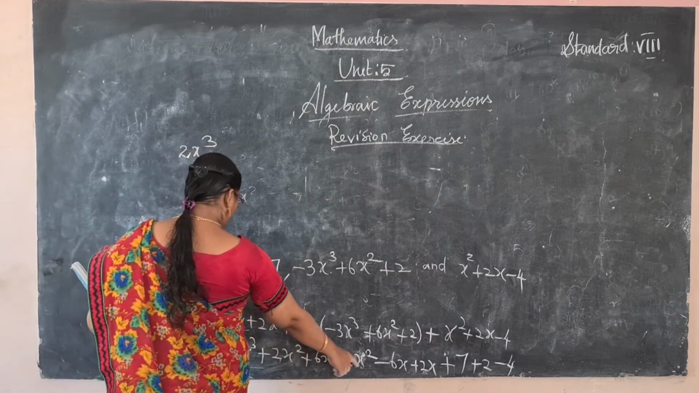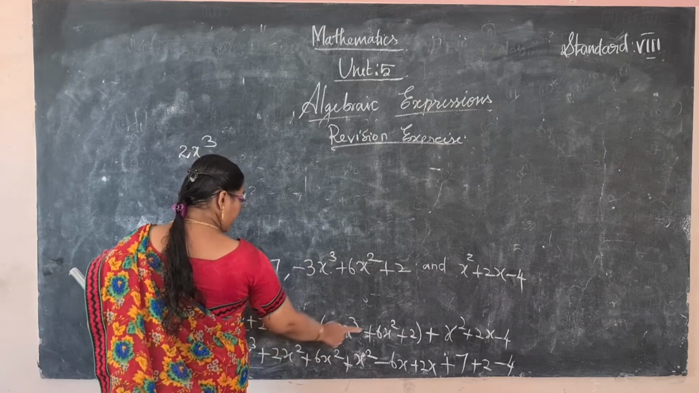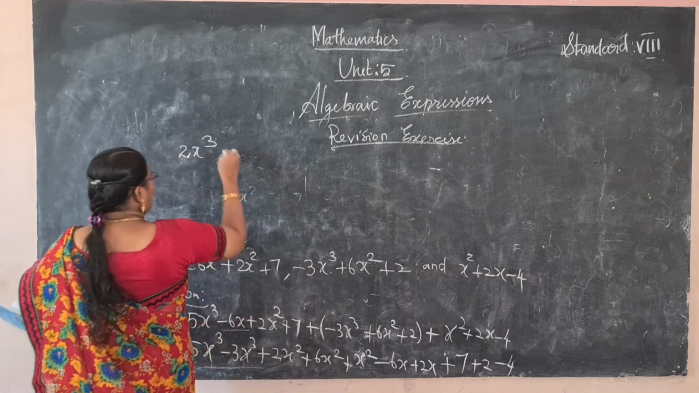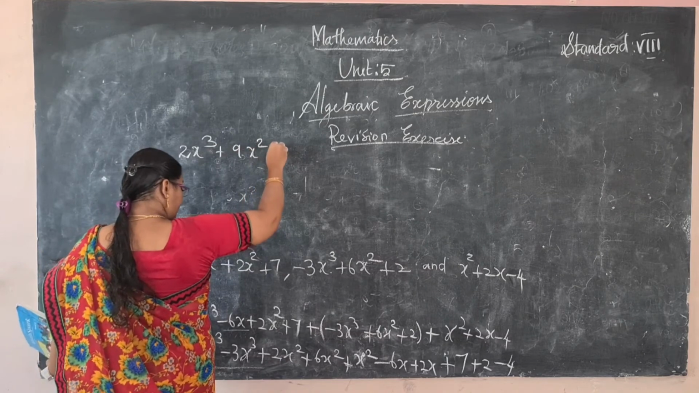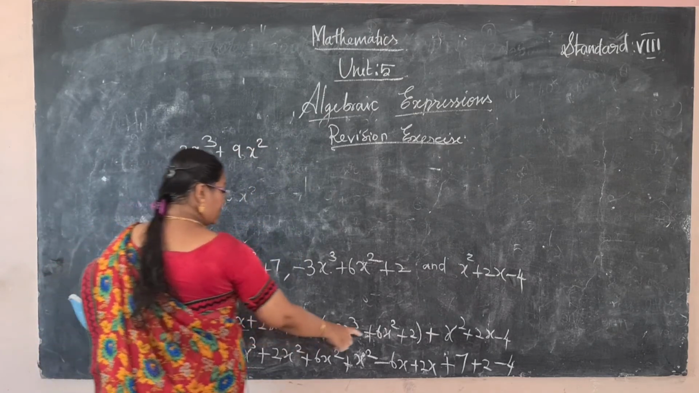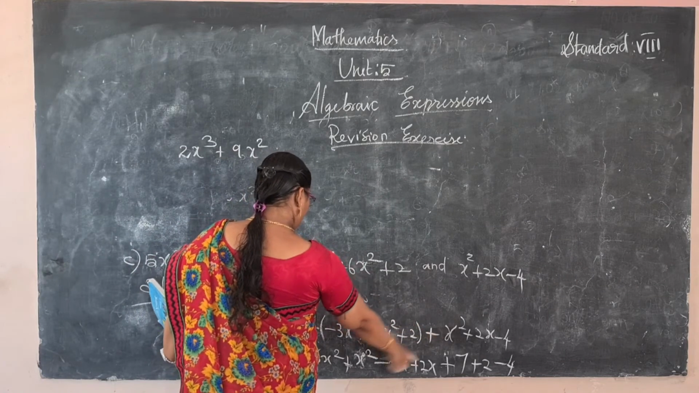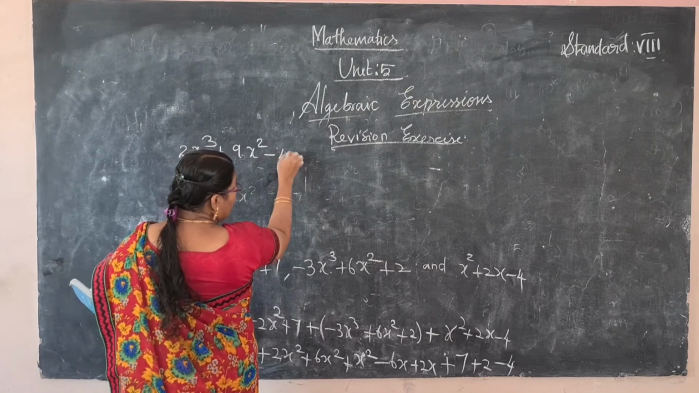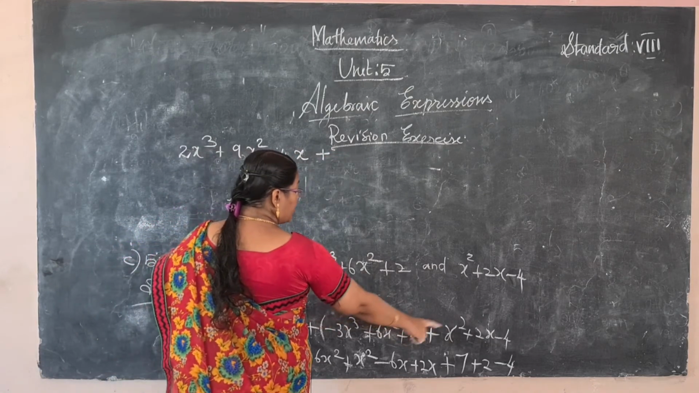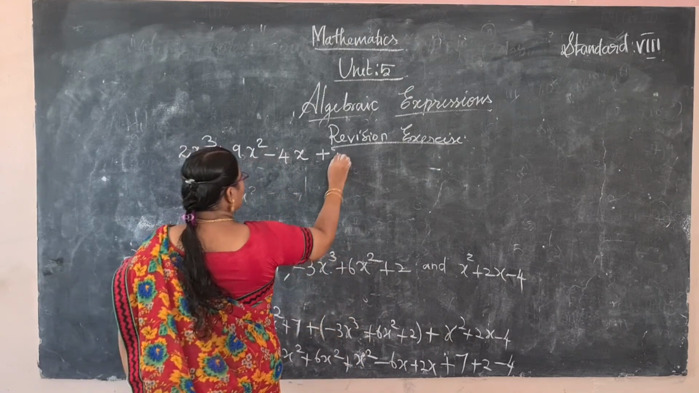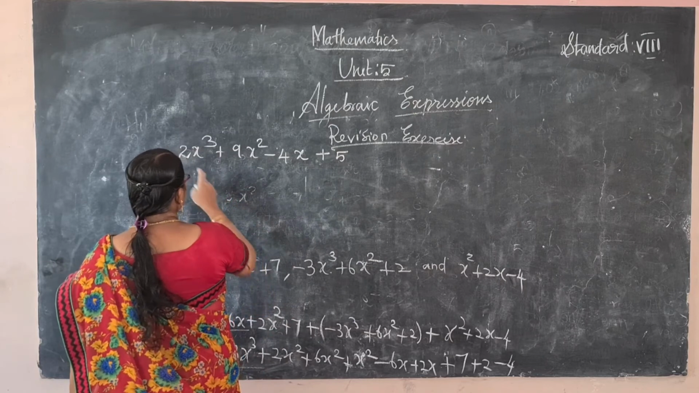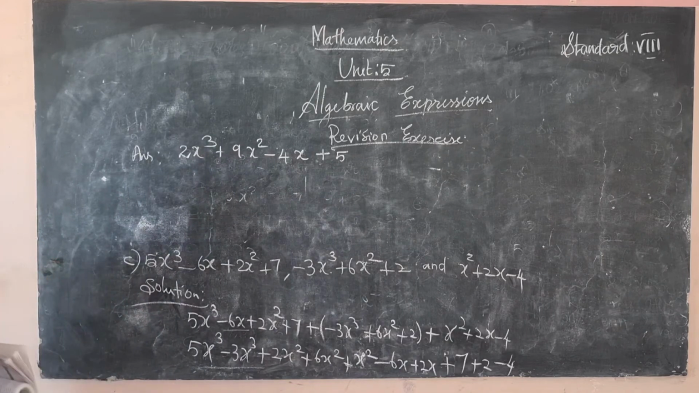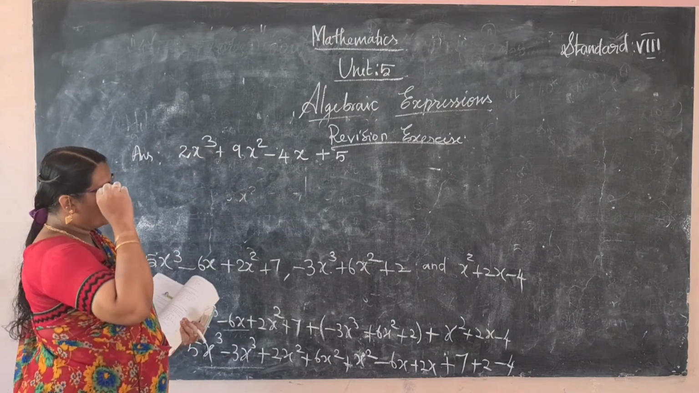And next simplify the square terms. All the values are positive, so add all the numbers: 2, 8, 9. So 9x^2. And next minus 6x and plus 2x. Two different signs, so subtract and put the sign of the greater number. So minus 4x. Then the constants: 7 plus 2 is 9, 9 minus 4 is 5. The greater number's sign is positive. So the answer is 2x^3 plus 9x^2 minus 4x plus 5.